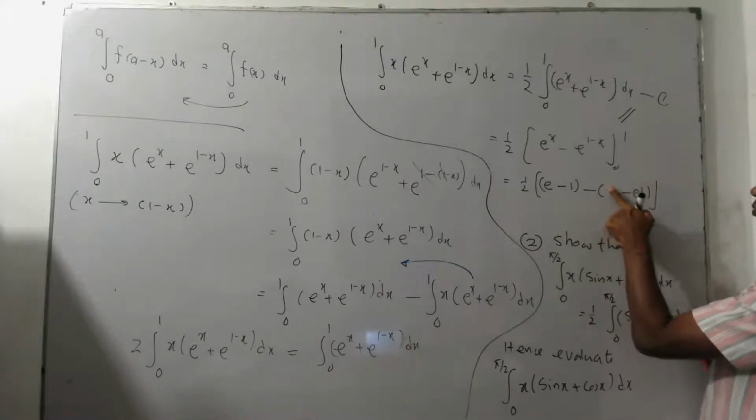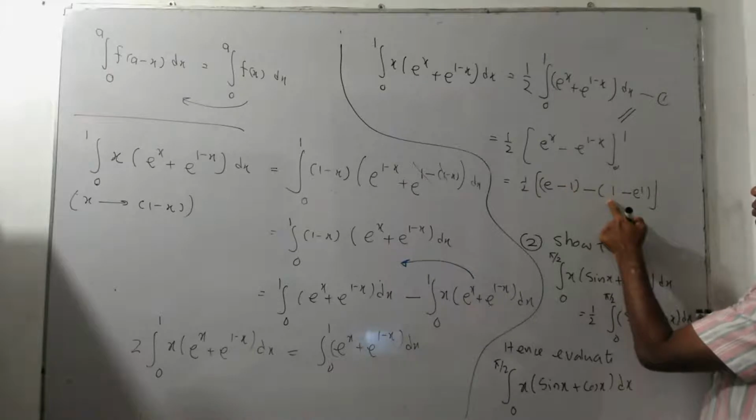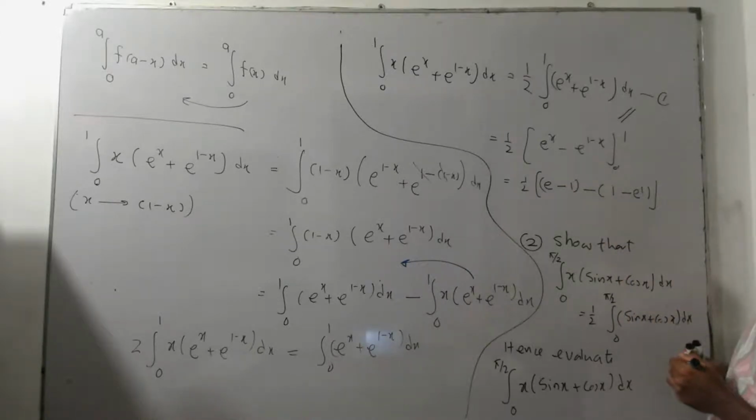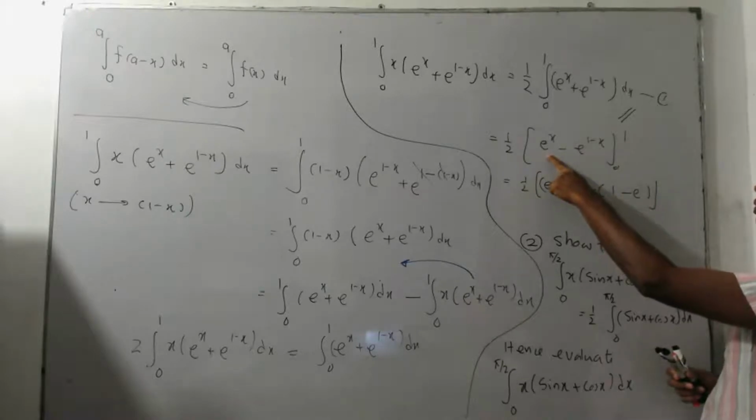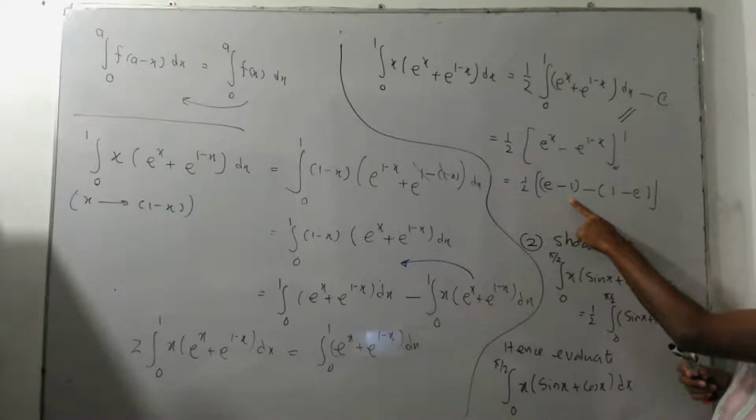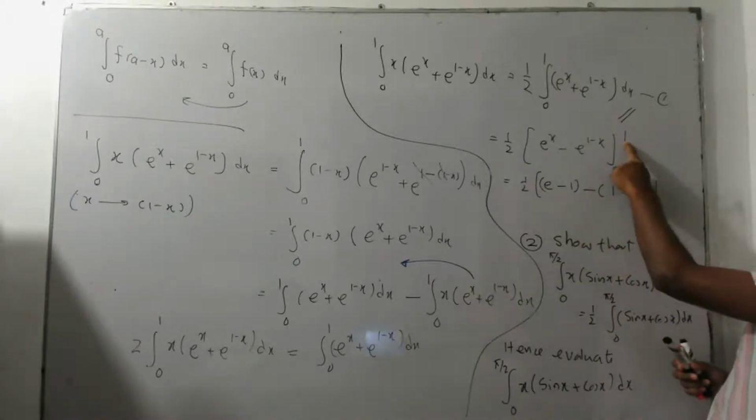When x is 0, it's 1 minus 1 minus 1. Get a negative or kind of. When x is 1, you get e and minus.